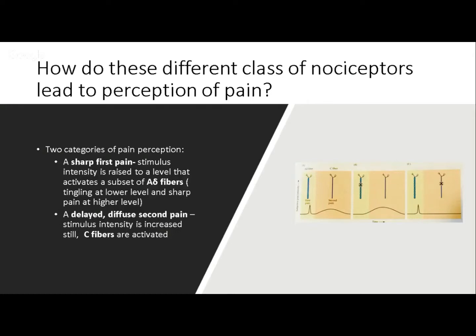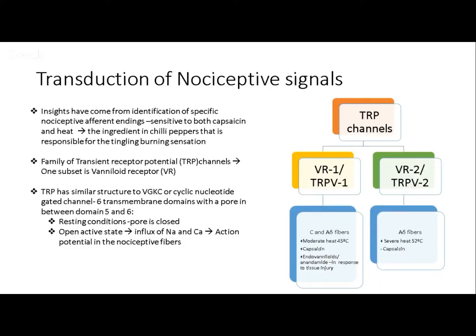Now, though the nerve endings are supposed to be free nerve endings, there are some receptors that are present, and you need to be aware of what these receptors are. They do like to ask about these specific receptors in your board exam. These are called transient receptor potential channels. A subset of them is called VR1, vanilloid receptor 1, and vanilloid receptor 2. Vanilloid receptor 1 is present on both the C fibers as well as the A delta fibers, and VR2 is present only in the A delta fibers.